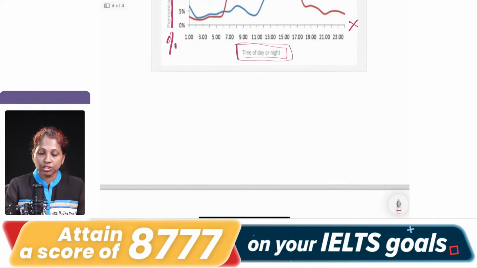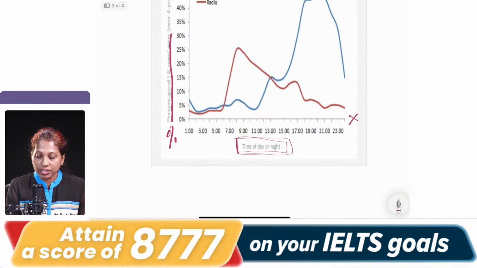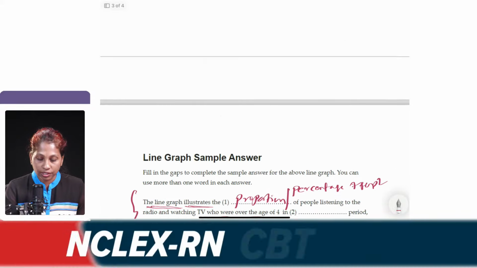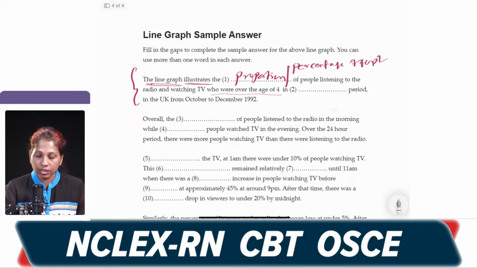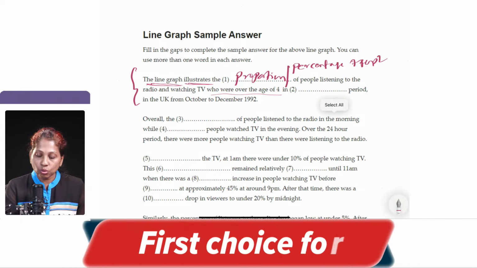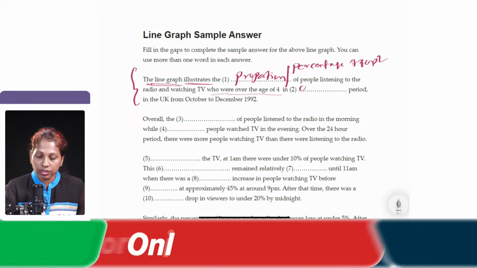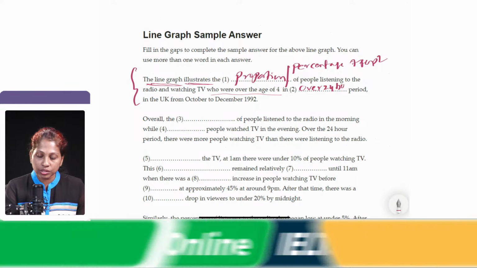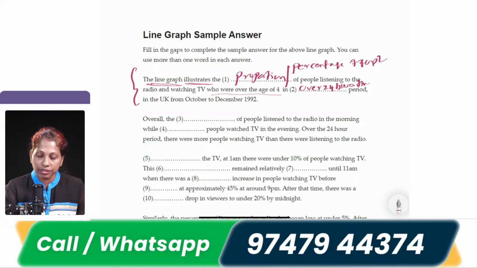Okay, you can mention it, it is mentioned here, the x-axis info, time of day or night. So okay, it is given here. You can write here over, because it is a 24 hours time period.